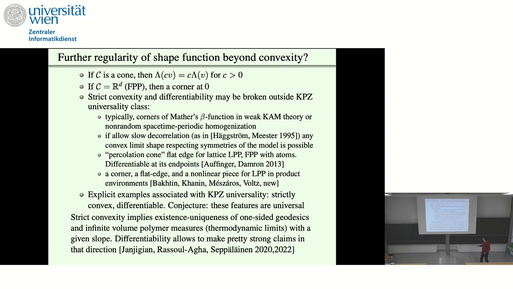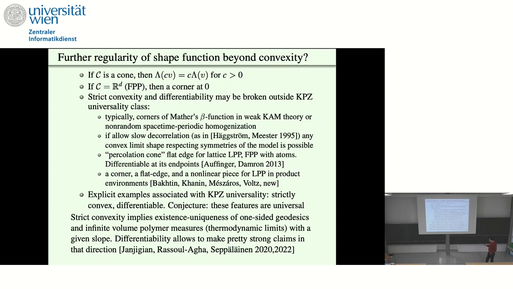So in the deterministic homogenization, VKM theory, there's this notion of the beta function, the matter beta function, and it's essentially the same as my shape function. It turns out that it's not smooth. It typically has corners in all rational directions. So it's very far from regular.